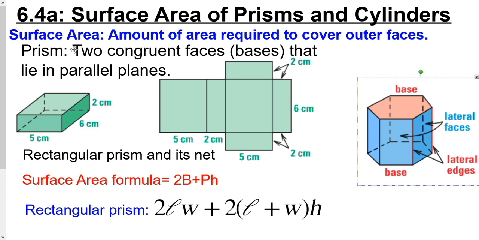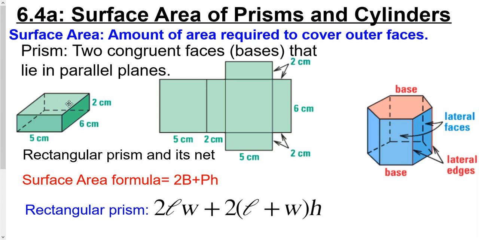So a prism is a solid that has two congruent faces, which are called bases, that lie in parallel planes, like a box. We could also have things like over here, this would be called a hexagonal prism because we have a hexagon base. Now, most of what we're going to be dealing with today is a rectangular prism, right?